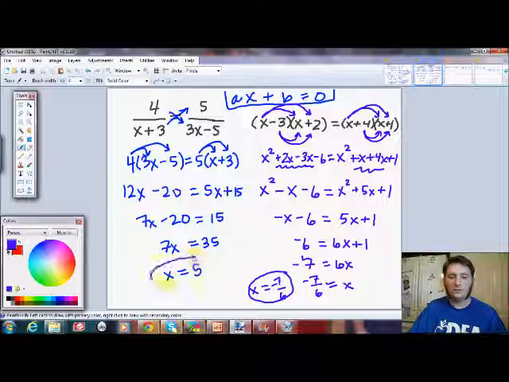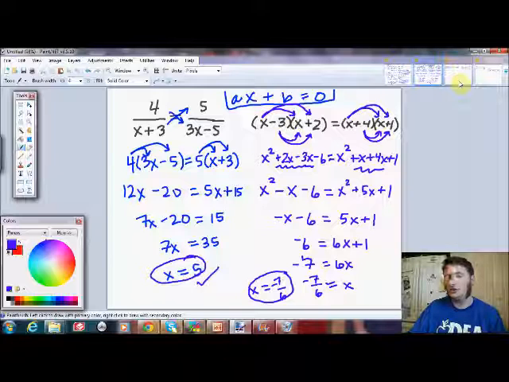Now, it's not too hard to check the 5. 5 plus 3 is 8. 4 over 8 reduces to a half. 3 times 5 is 15. 15 minus 5 is 10. 5 over 10 also reduces to 1/2. So this one's definitely right. This one would not be nearly as enjoyable to try to check by hand, but you could substitute this number in for both of these x's. Do this maybe on a calculator, get it multiplied together. Then do the same thing on this side, get it multiplied together. And you'll see that you would get the same number on both sides, and that would be your check.